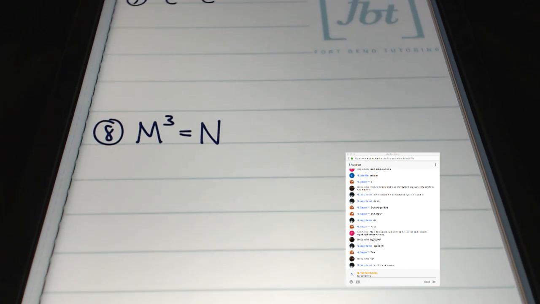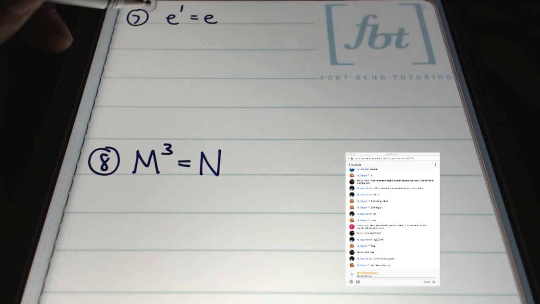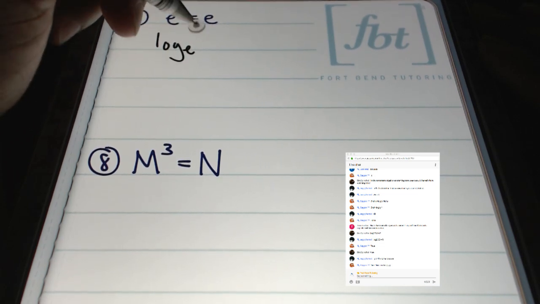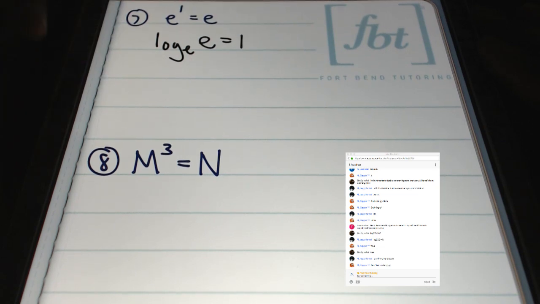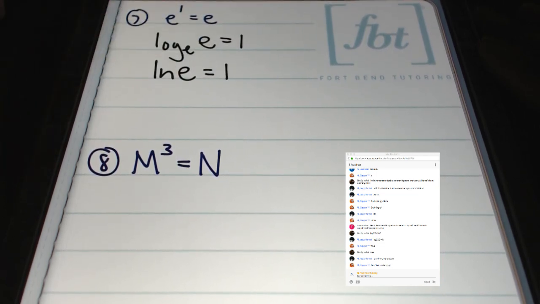Let's go ahead and continue here with problem number 7. For those of y'all that thought I couldn't count, there's problem number 7 right there. We are asked to write this in logarithmic form. So our base is e here. So you can say that you have log base e of the argument e and set that equal to 1. You sure can. But even better, you can showcase the fact that log base e is equivalent to the natural log of e, which equals 1.